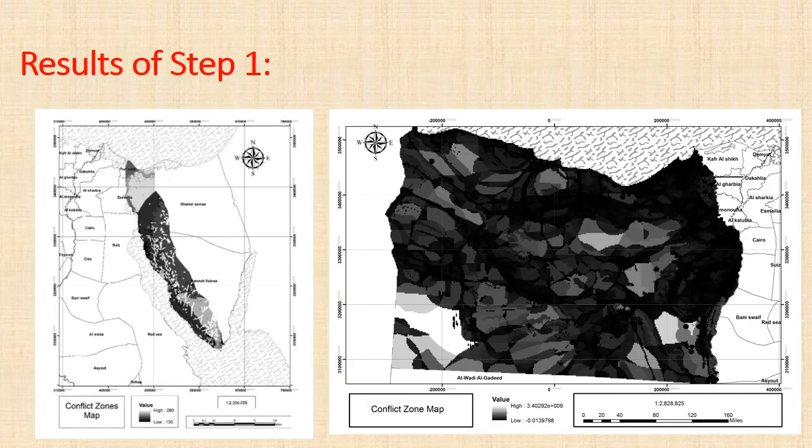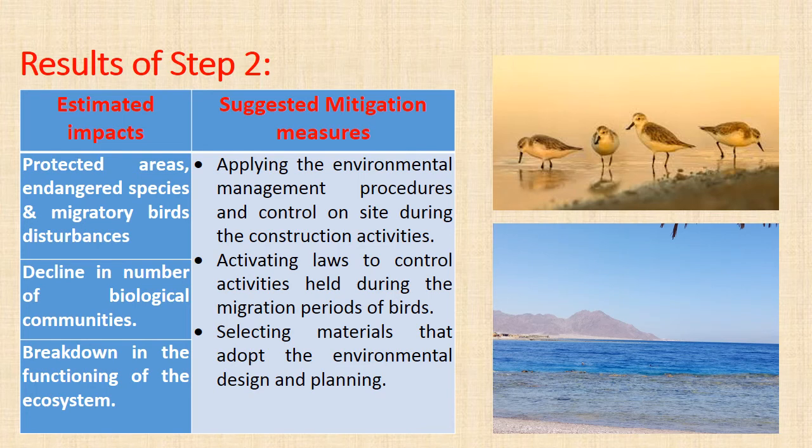Now, this slide shows you the result of step 1, which showed the conflict zones in both Sinai and the Egyptian Western Desert. Now, the result of step 2 showed the estimated impacts for both Sinai and the Egyptian Western Desert, and these impacts are as follows: protected areas, endangered species and birds disturbance, decline in the number of biogeological communities, breakdown in the functioning of an ecosystem.